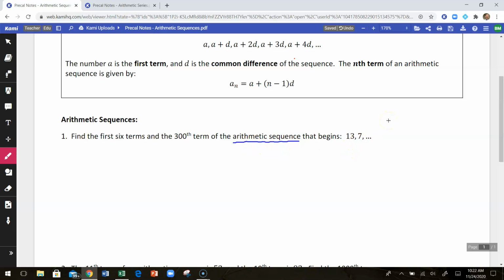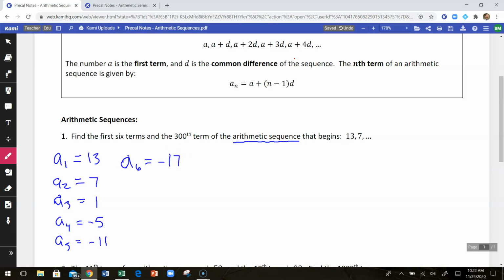So the first 6 terms, we're just going to look at A1, which is simply 13, it tells me that. A2 is 7, again it tells me that. A sub 3, the third term, I can continue that linear pattern, which means it's going to be 1. It's going to be 6 less than 7. I'm going to then subtract 6 again, so my 4th term would be -5. My 5th term would be -11, and my 6th term would be -17. Okay, just keep on subtracting 6.